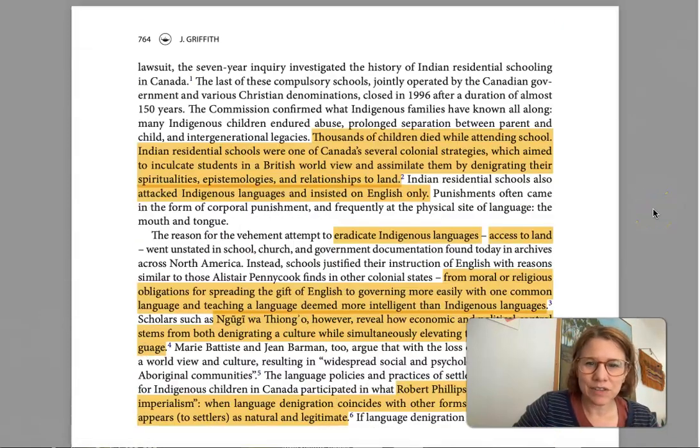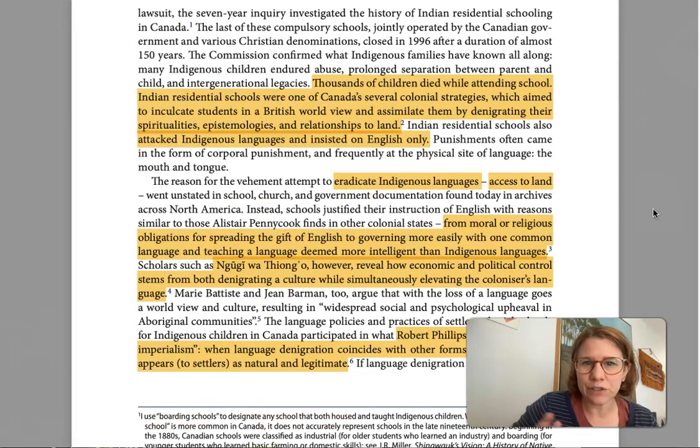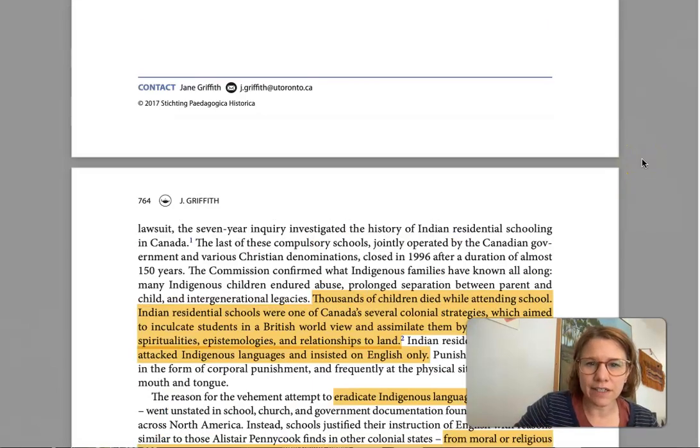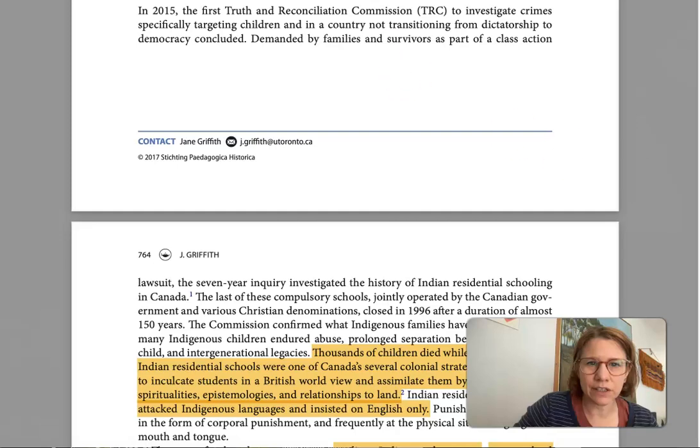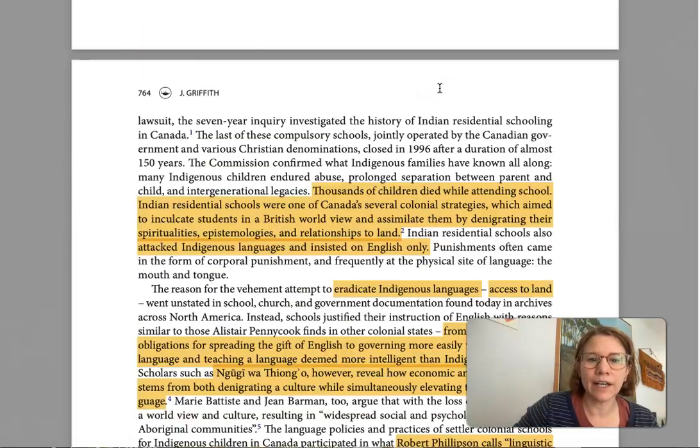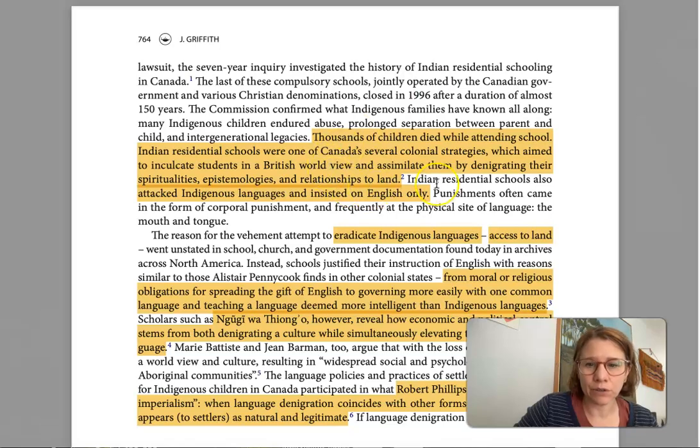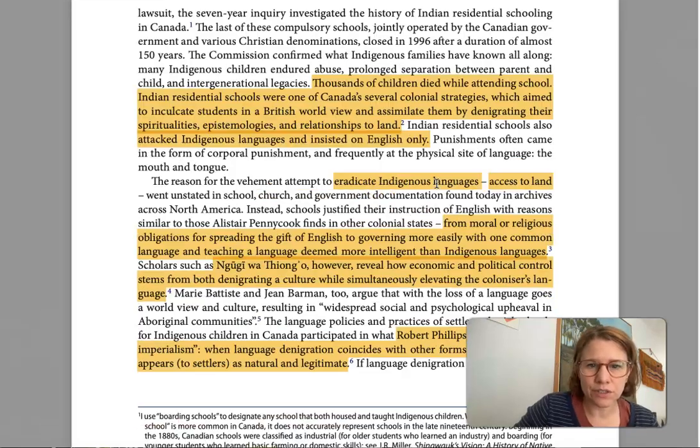So Griffith introduces her essay here. She's talking a little bit about the Truth and Reconciliation Commission and a little bit of history about residential schools. And she's narrowing her focus to specifically one of the mandates of the schools, which was to eradicate Indigenous languages.